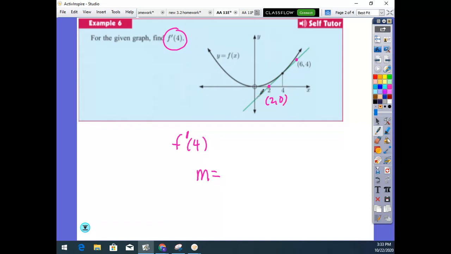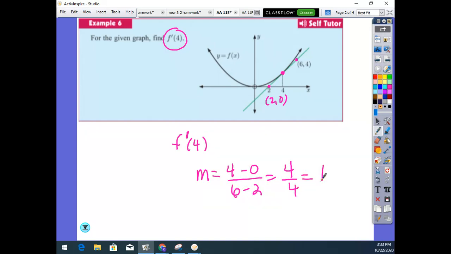So if I find the slope of this line, that actually gives me the derivative at this point, because the point at 4 is on the same line here as this slope. So I'm going to do my y minus y over x minus x. So 4 over 4 is 1. Because the slope of the line is 1, the f prime of 4, the derivative function at 4, is also 1. That's section E.